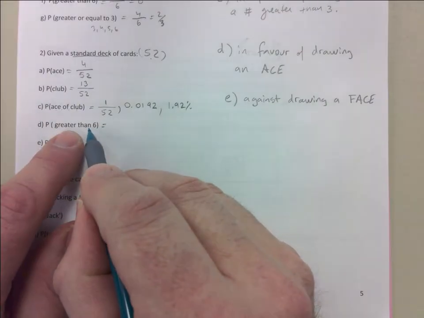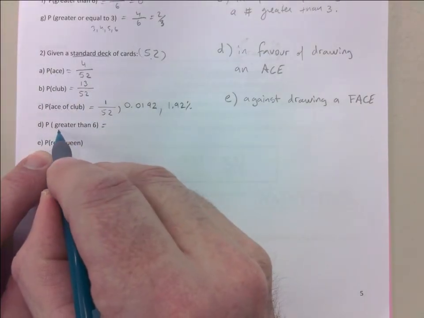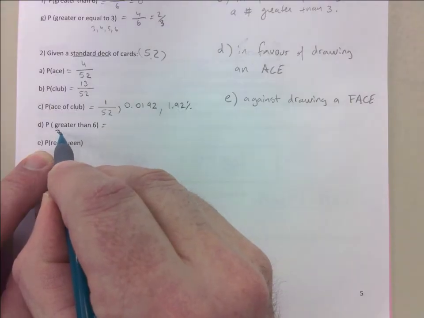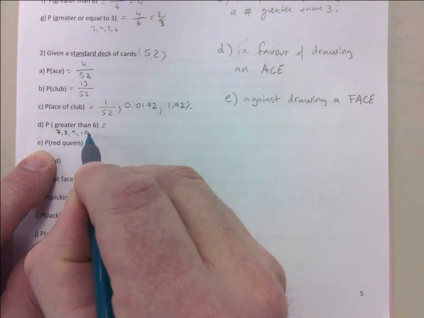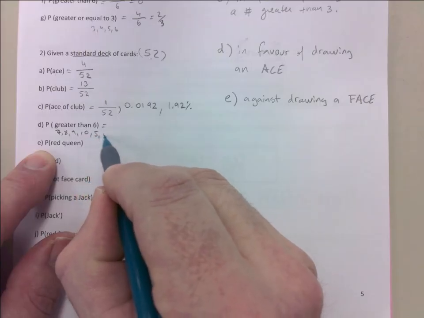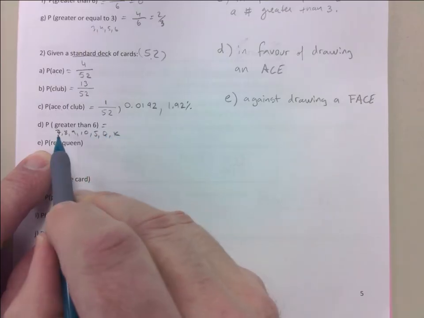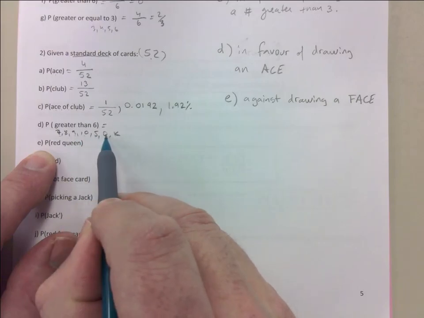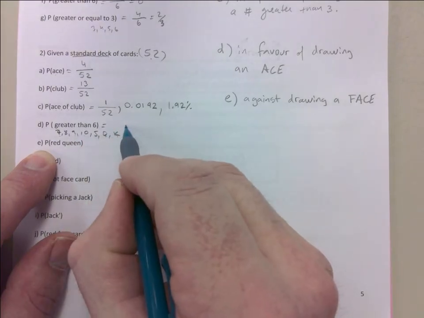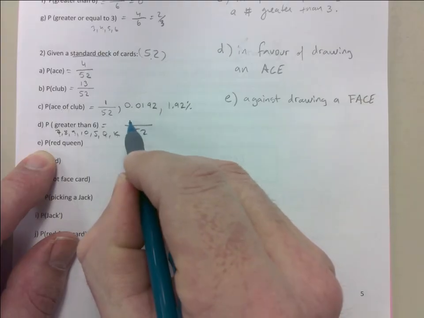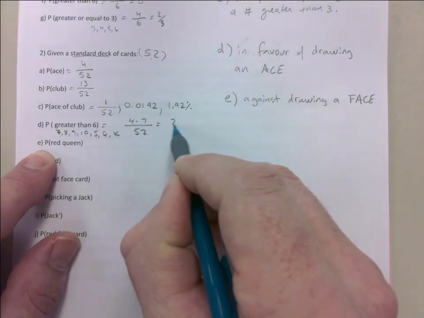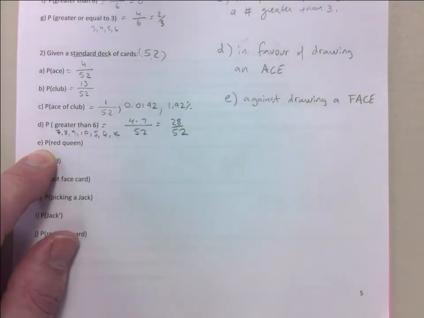Greater than 6, what's up with that? That'll be 7, 8, 9, 10, Jack, Queen, King. So 1, 2, 3, 4, 5, 6, 7. Right? So I'll just multiply. I'll go 4 times 7. That's 28 out of 52.